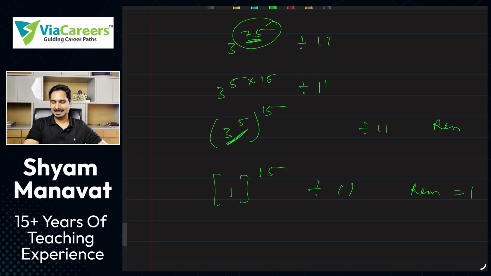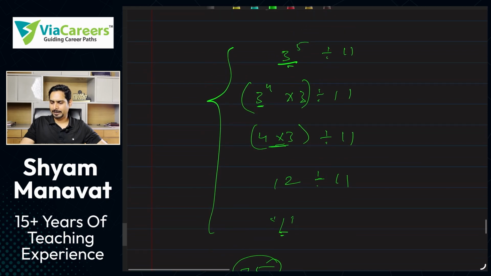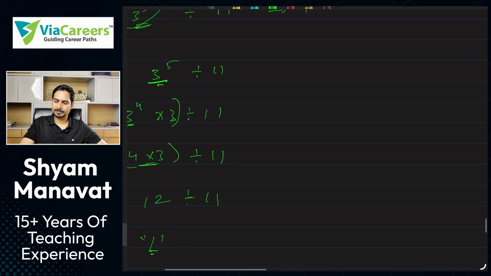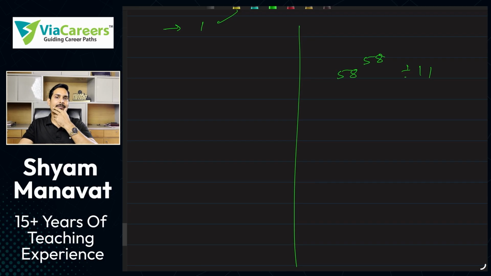Got it? Yes, no? Okay, so here we have the answer, right? I want to modify the question a bit. What if it is 58 to the power 58 divided by 11? Same thing. What will be the remainder? Pause the video, it's the same number. Pause the video and answer the question. Or we can solve this together.